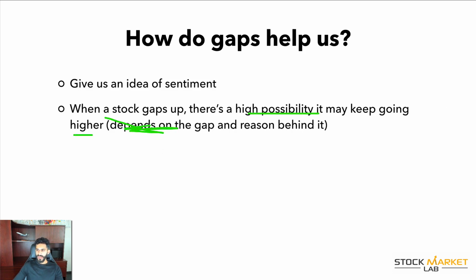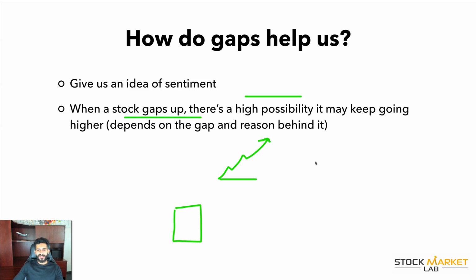Now, hold on. Keep this in mind. There's a high possibility it may keep going higher, but it all depends on the gap and the reason behind it. Just because a stock gapped up doesn't mean it's always going to go higher. There's gap strategies that we're going to cover and things to look for moving forward. But what I want you to understand is when a stock does gap up, yes, there is a higher possibility it's going to keep continuing and keep going higher. But it depends on the gap type and the reason behind it. A lot of people overlook this. They think just because a stock is gapping up, it's going to keep going higher all the time. No, sometimes the stock gaps up and starts selling off.